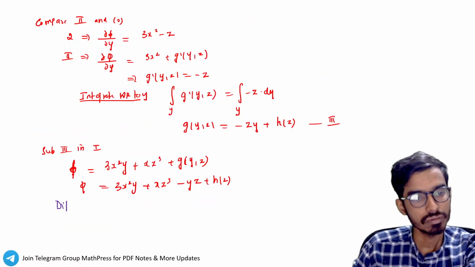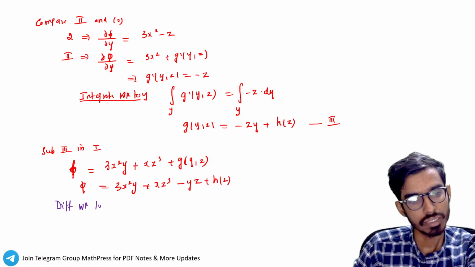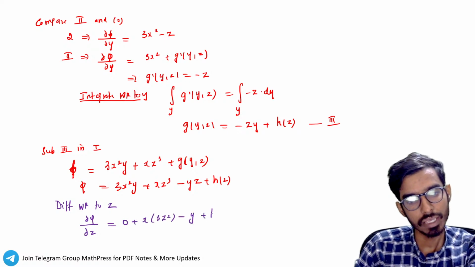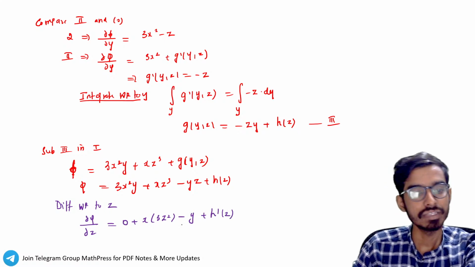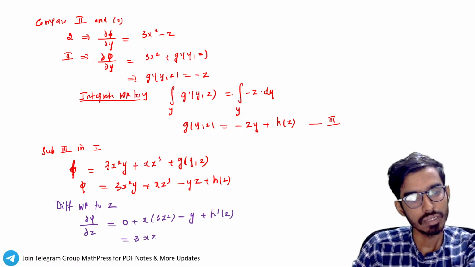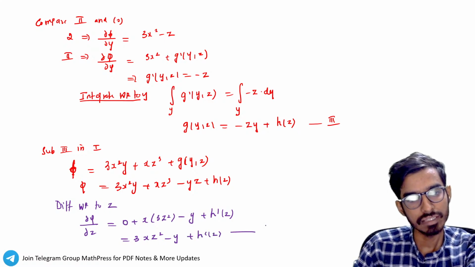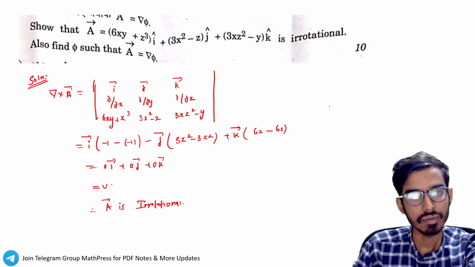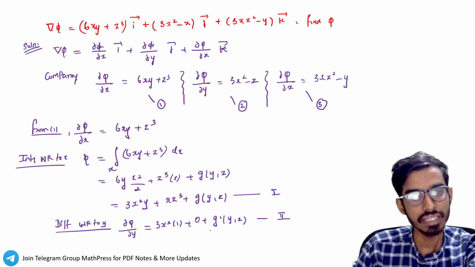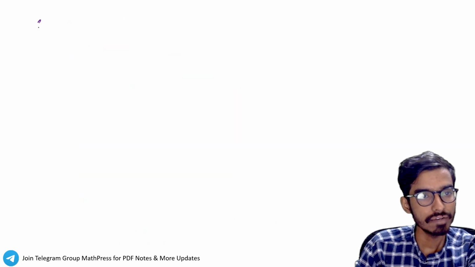So differentiate with respect to z. We have dou phi by dou z is equal to 0 plus x into 3z square minus y plus h dash of z, right? So this is 3xz square minus y plus h dash of z. Call this as 4. Now compare 3 and 4.